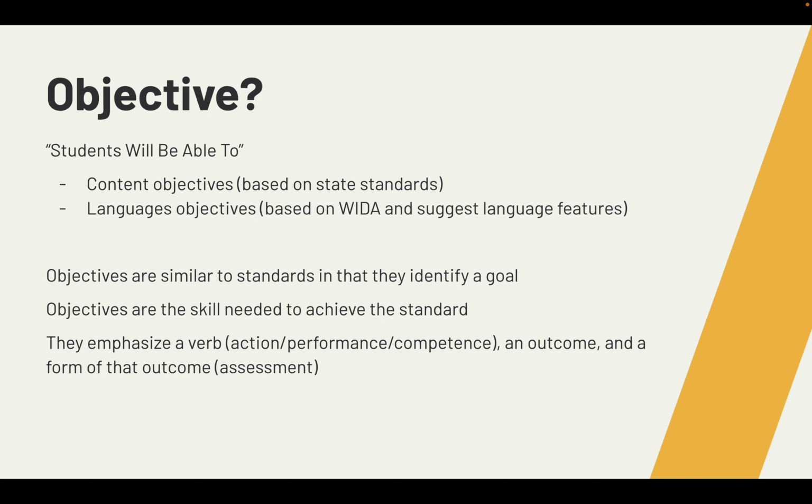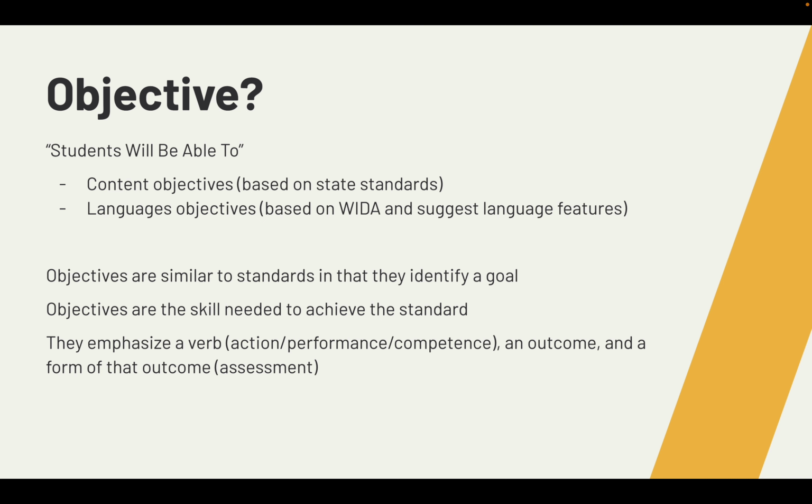Objectives would be based on content and language again, so state standard versus WIDA standards. Objectives and standards are very similar in that they identify a goal, but objectives are more oriented toward the skill or expression that signals the standard has been achieved. So when you write an objective, you should focus on the verb, the outcome, and how the outcome was measured. With verbs, a good way to do that is Bloom's taxonomy.